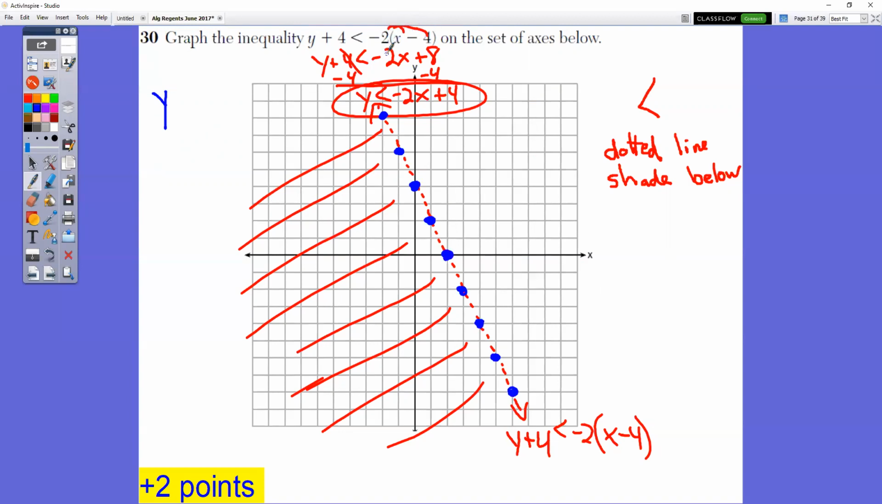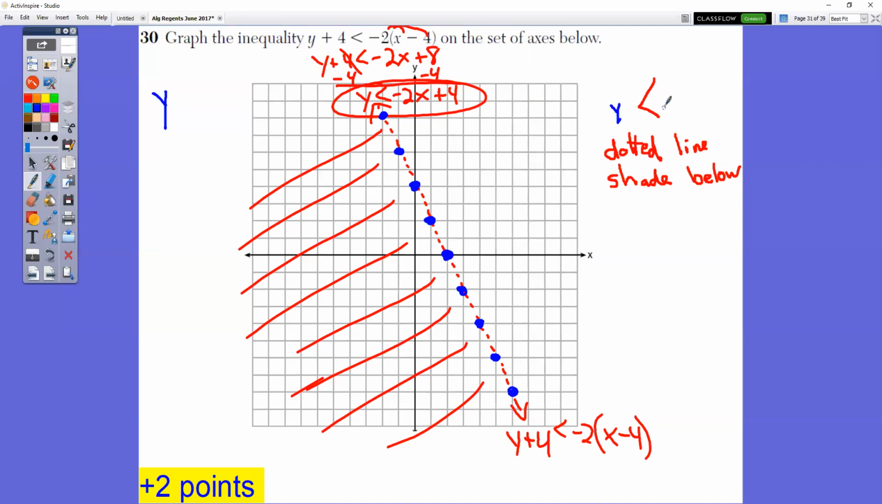-2 times x is -2x. -2 times -4 is a +8. Now we want to move everything onto one side. So we want to try and get this y all by itself. To get the y all by itself, we do -4 and -4. 8 minus 4 is 4. So we have y is less than negative 2x plus 4.